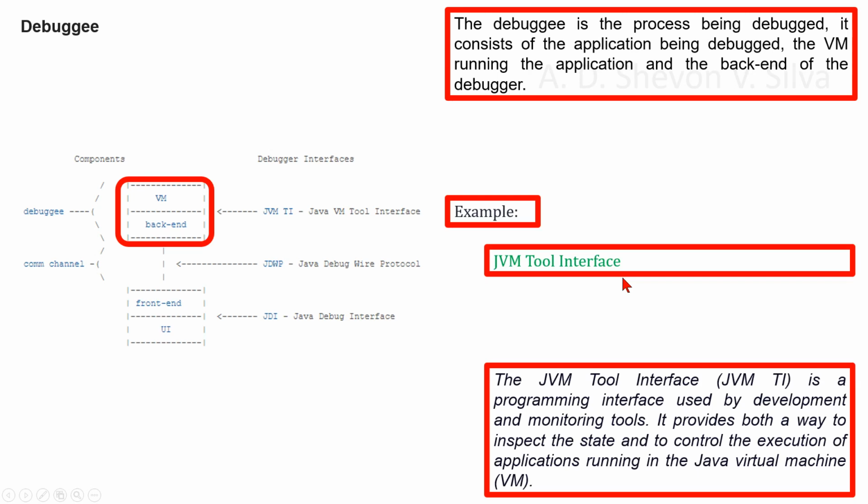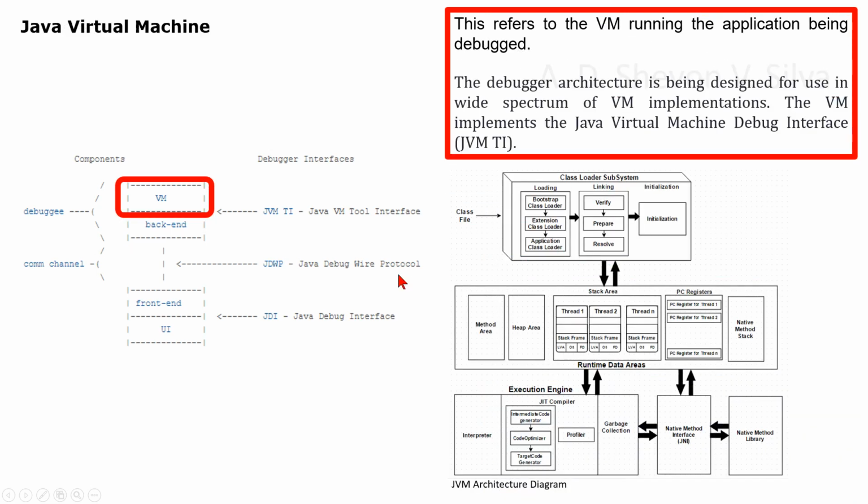virtual machine VM. Now we are focusing on VM. This refers to the VM running the application being debugged. The debugger architecture is being designed for use in wide spectrum of VM implementations. The VM implements the Java Virtual Machine Debug Interface JVM TI.